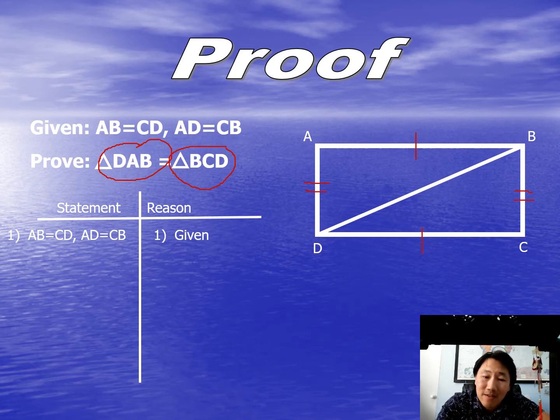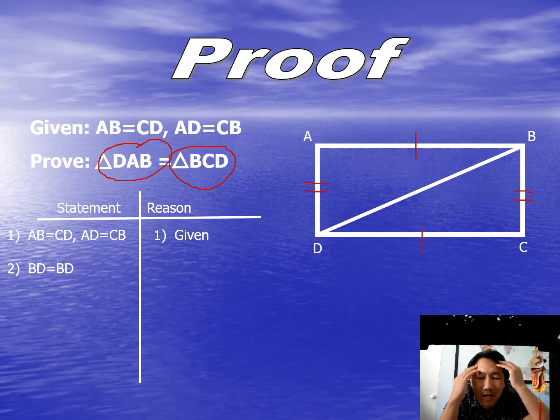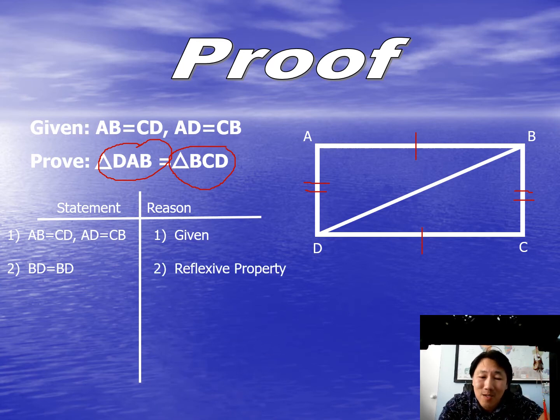Well, what about that third side? The one that they share, the middle one, BD is equal to BD. Now, do you guys remember what that property was when you just repeat itself? Like BD is equal to BD or X is equal to X. It's kind of one that you should remember. And if you don't, that's fine. Remember it from now on. When you just say something is equal to itself, that is called the reflexive property.